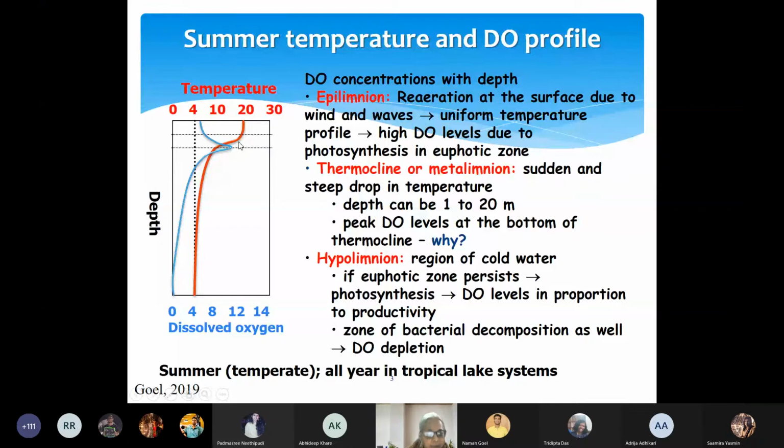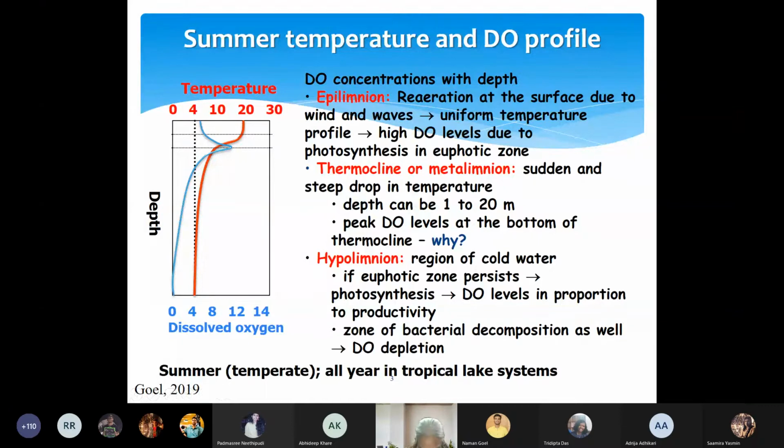So as the temperature goes down, your DO level rises. Now, what happens in summer? In summer, the ambient temperature is rising. That will have an impact on the water temperature, so the water temperature will also rise. If the water temperature is rising, the DO concentration will go down. So temperature goes up, DO goes down. DO concentration with depth is what we are looking at in this particular water column.